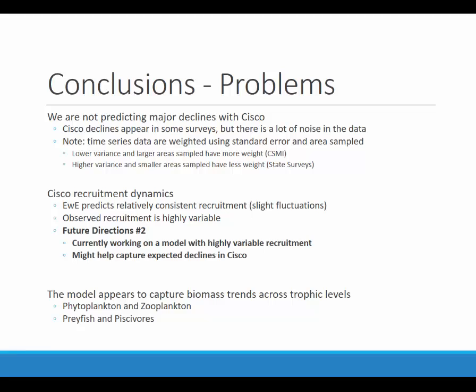The Cisco recruitment dynamics, we're not predicting the highly variable recruitment with this model. We're predicting a relatively consistent recruitment, which is probably not very accurate. And I have been recently working on getting the model to include that highly variable recruitment, and I couldn't present on that today because I finally figured that out about 3 days ago, and that should help, or I'm hoping that it'll help to capture those expected declines in Cisco. But overall, this model does appear to capture those biomass trends across the trophic levels. I didn't show you the phytoplankton and zooplankton trends, but they're pretty much exactly the same. We are capturing those ecosystem trends.